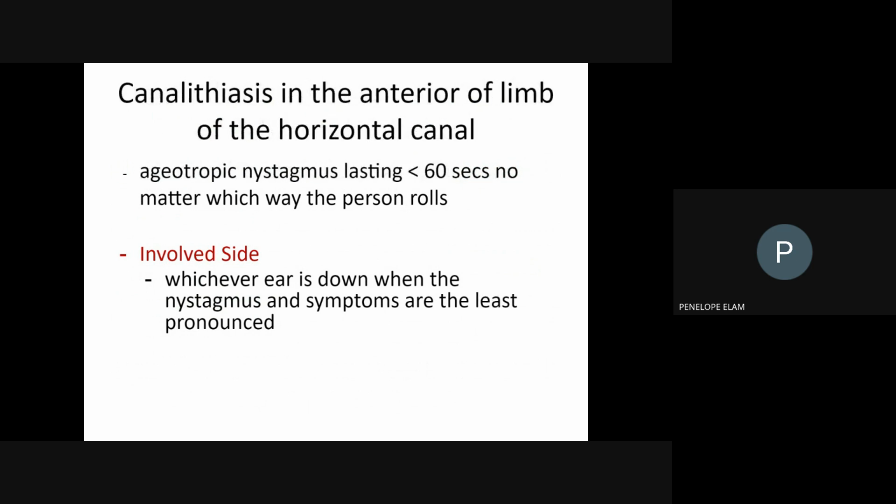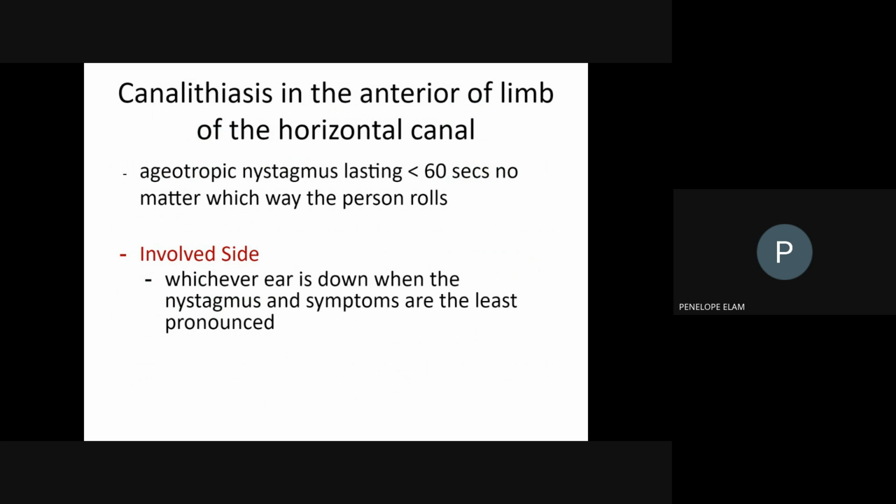Now, if for some reason the crystals are in the anterior limb of the canal, and once again, we're going to talk about this more in lab and go over the anatomy to help you understand this a little bit better, but for now, I just want you to know that if it's in the anterior limb of the canal, you're actually going to see ageotropic nystagmus. So the nystagmus is going to be away from the earth. It's ageotropic, but it's still a canalithiasis, so it's going to last less than 60 seconds.